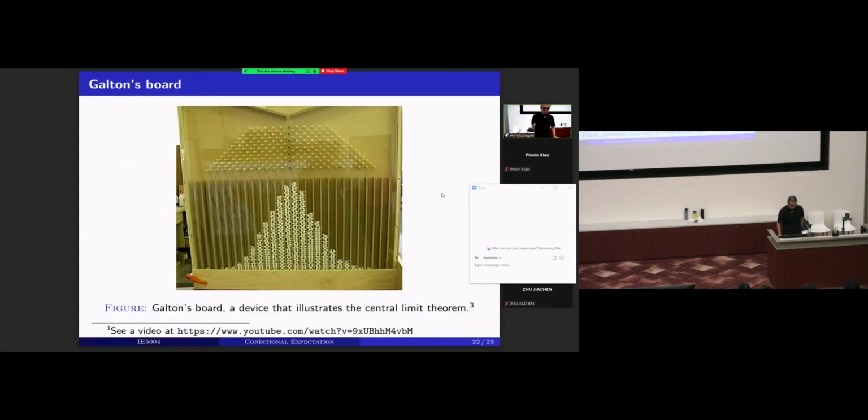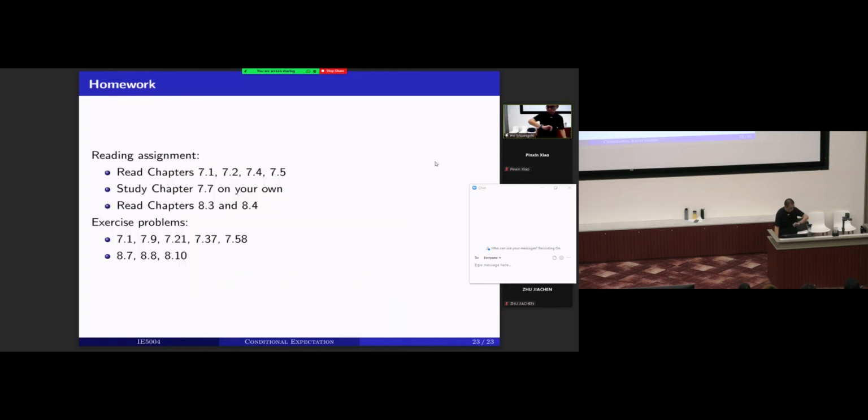I think that's everything I wish to discuss about conditional expectation and central limit theorem. That's the end of this lecture.